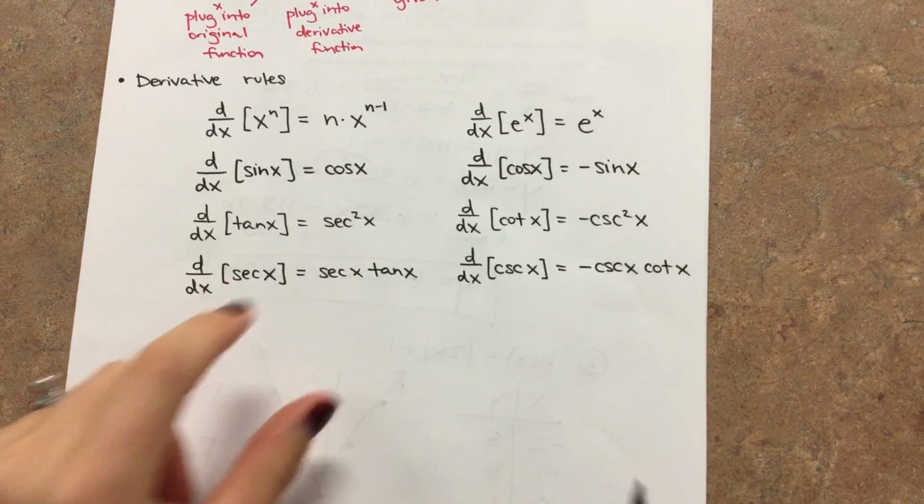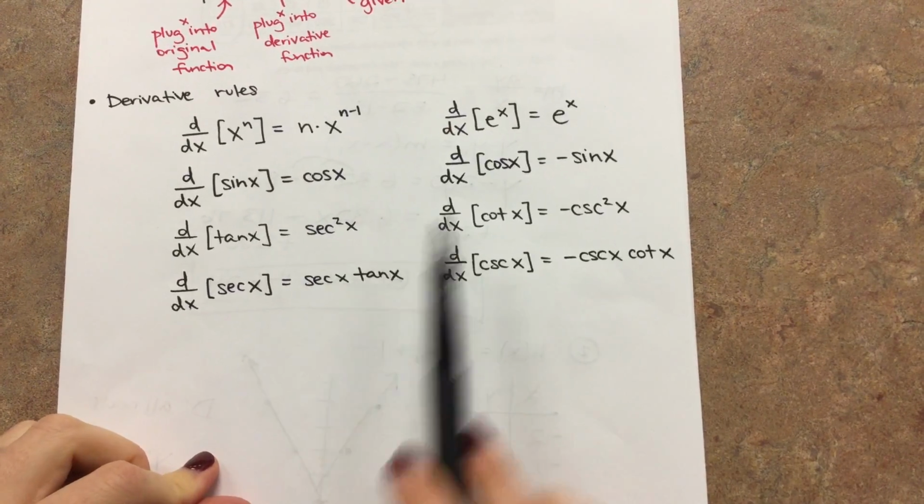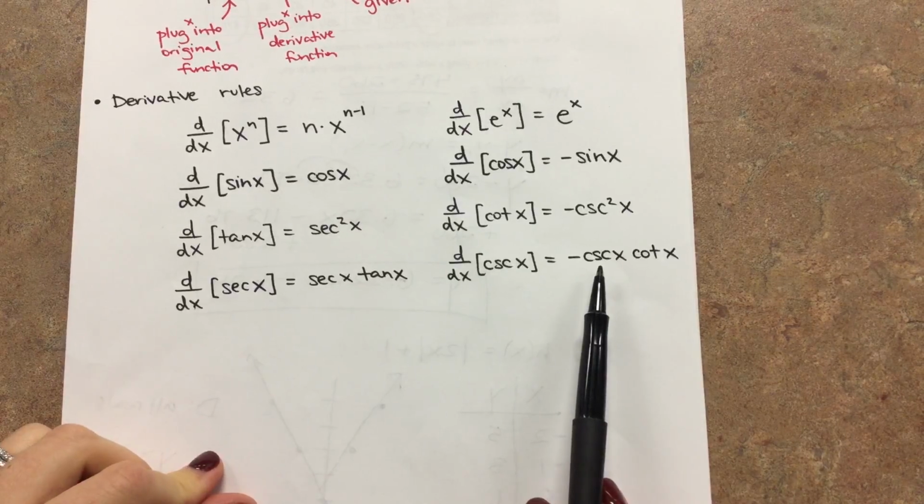So first pattern I want you guys to notice is all of the original functions just have positive derivatives. All of the co-functions have negative derivatives. That's the first thing that you can remember, first little trick.